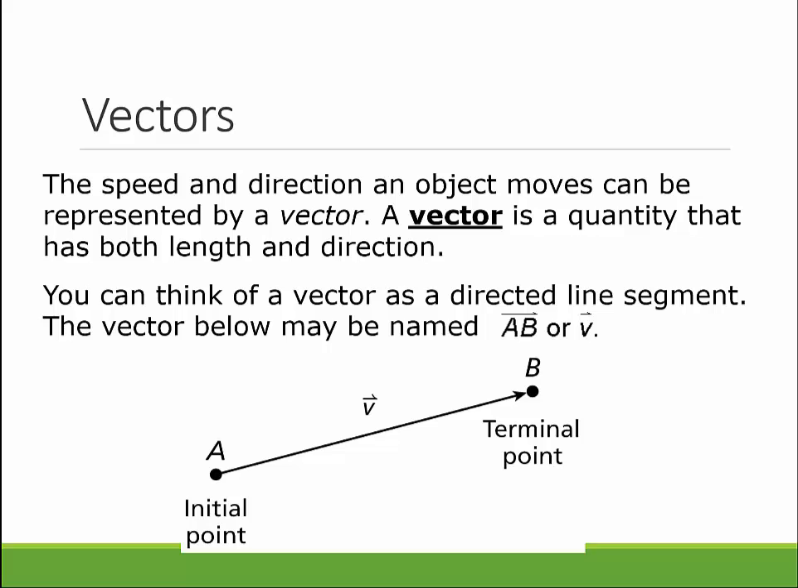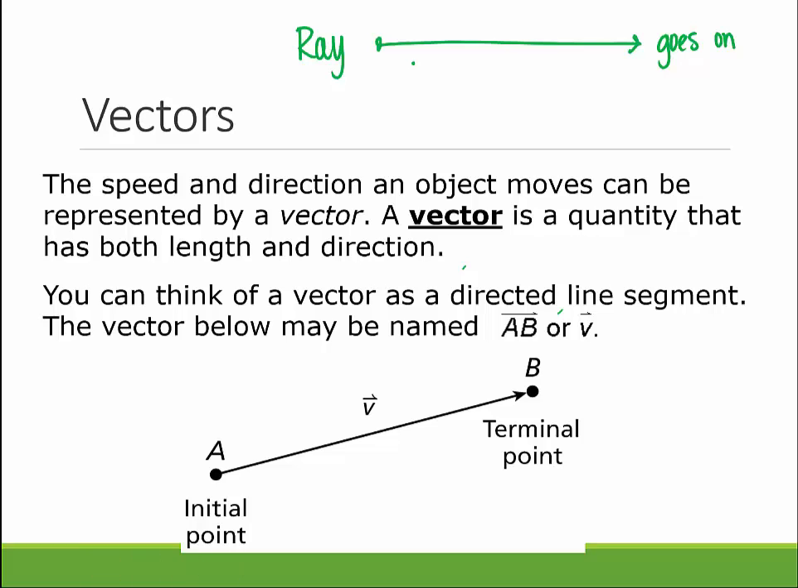The speed and direction of an object can be represented by a vector. A vector is a quantity that has both a length and a direction. You can think of a vector as a directed line segment. The vector below may be named AB or V. Now I know this kind of looks like a ray, but remember, if you have a ray, it goes on forever and ever. So it starts at a point, and then that arrow literally means it goes on forever.